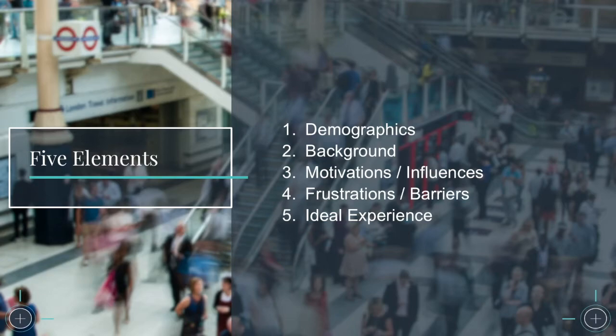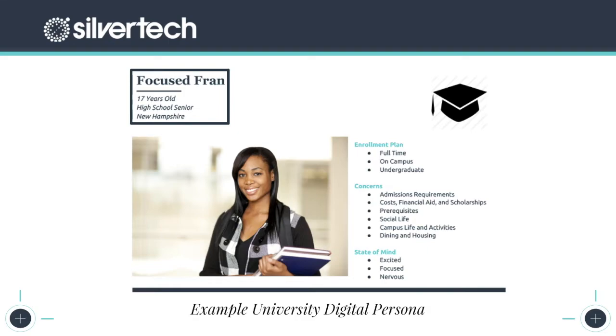Taking a look at demographics, here we see Focus Fran that Sam mentioned earlier, a digital persona for a university. You can see she has her own identity, name, age, and role, and this helps to humanize Focus Fran. Sam, one section we haven't really talked about, but we do include is the state of mind. Can you explain what should go here and how it helps you?